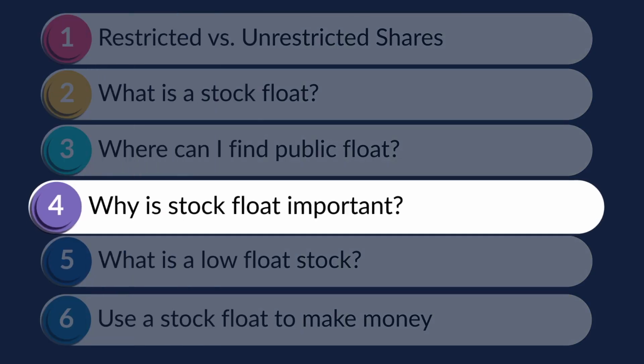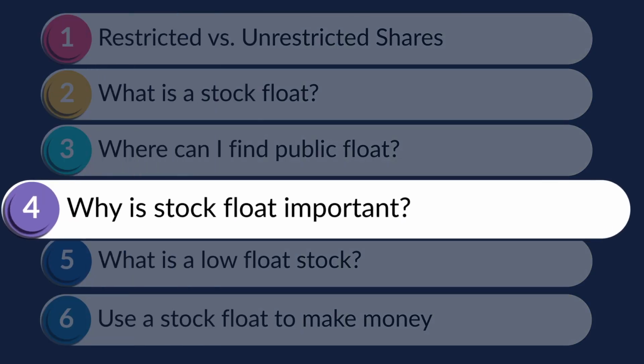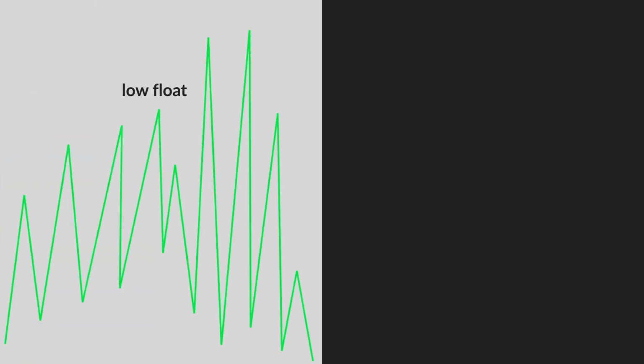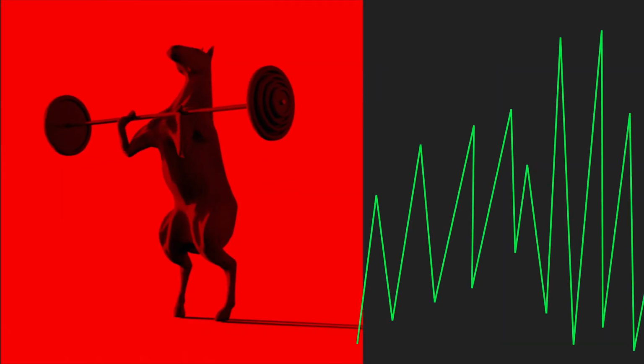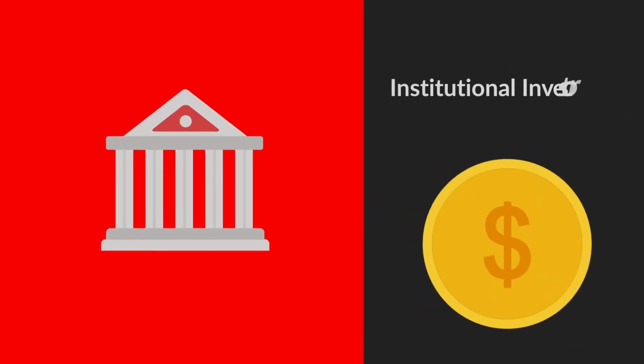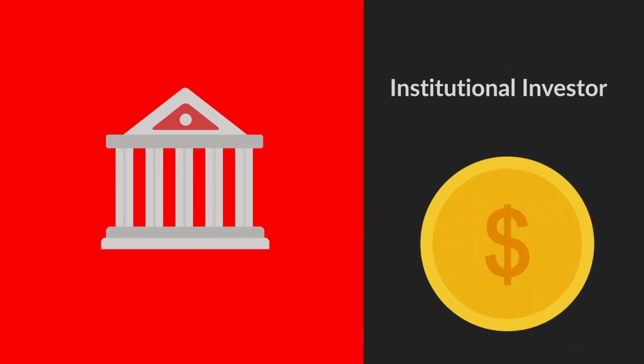4. Why is stock float important? Stock float is important because it determines how volatile a stock's price can be. A stock with a low float is more volatile than a stock with a large float. This is because low float stocks have fewer shares available to trade. The big guys have the money to manipulate the stock easily. The big guys refer to the institutional investors, who have the money to pump up the stock very easily.